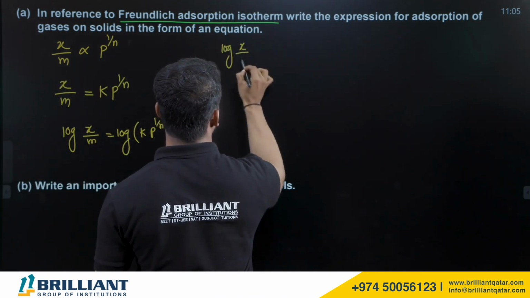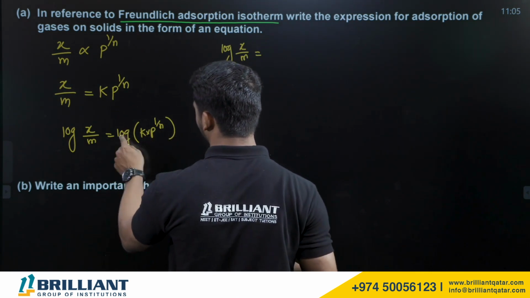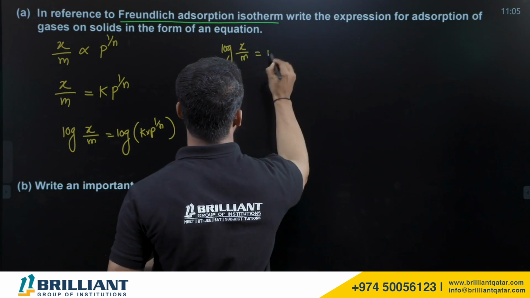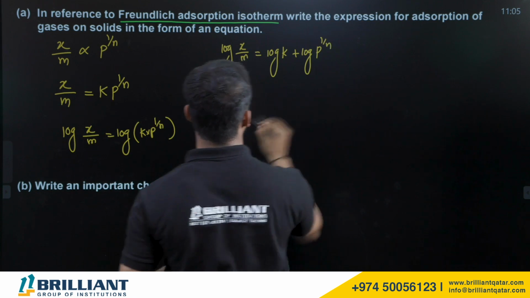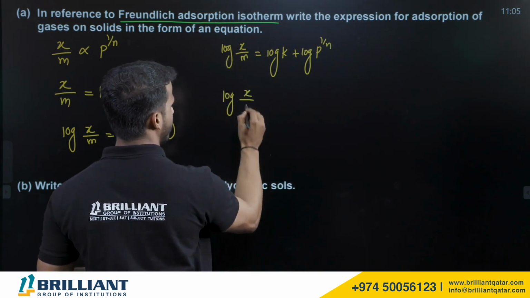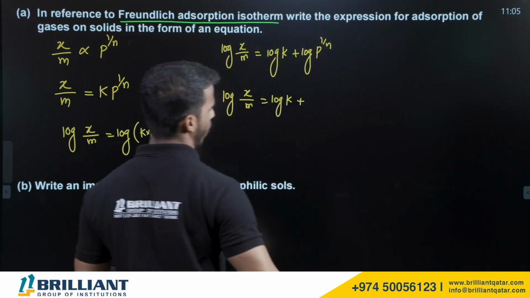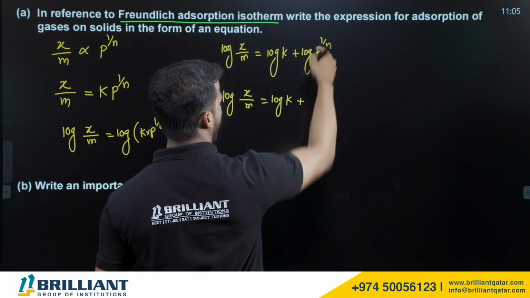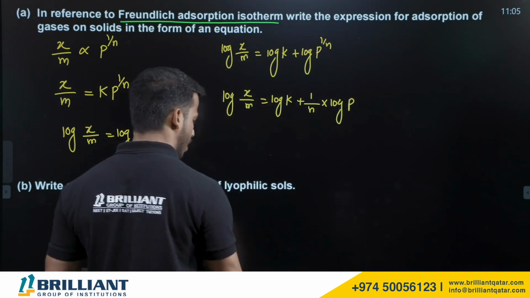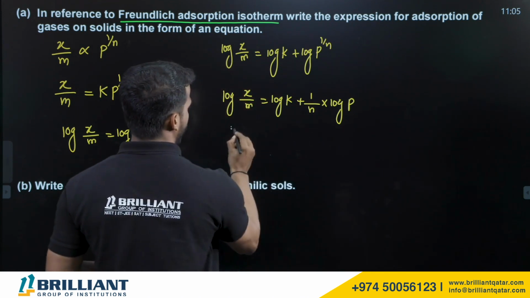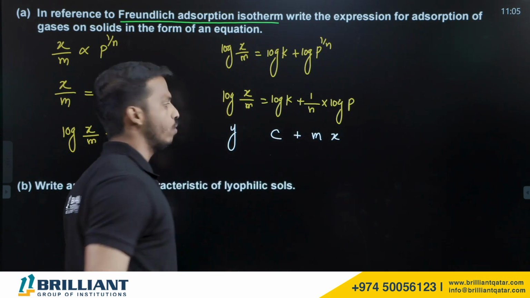Log x by m is equal to, this is in the format of log a into b. Log a into b is log a plus log b. So I can write it as log k plus log p to the power 1 by n. So log x by m is equal to log k plus, this is log a to the power b form, and log a to the power b is b into log a, so 1 by n into log p. This is in the format of a straight line. What is the straight line equation? y is equal to mx plus c.